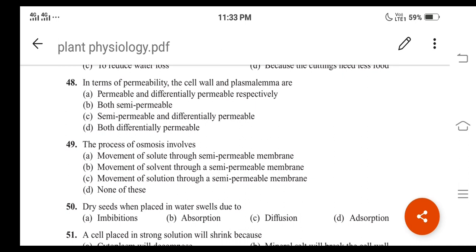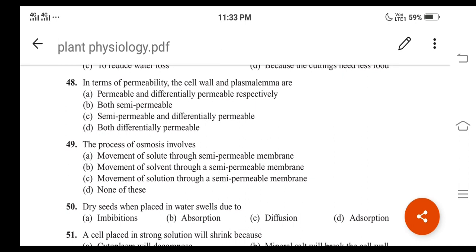The process of osmosis involves, what are the different options here? Movement of solute through semi-permeable membrane. Then second option is movement of solvent through a semi-permeable membrane. Then movement of solution through a semi-permeable membrane. Then fourth one is none of these.